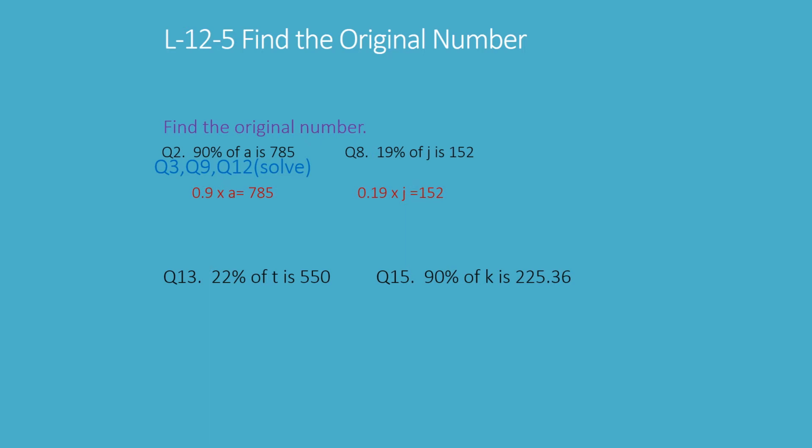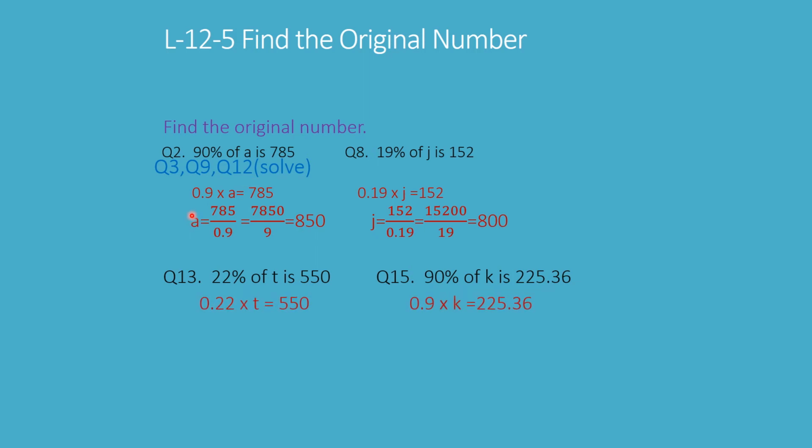190 over 100 is 0.9, or you can just directly shift the decimal places: 0 and 9, then the decimal. This is the method for converting from percentage to decimal. And you can see 0.9 multiplied by A is equal to 785.